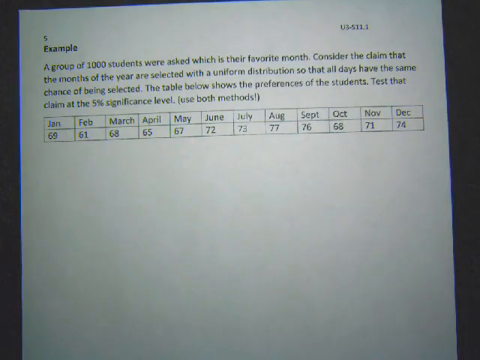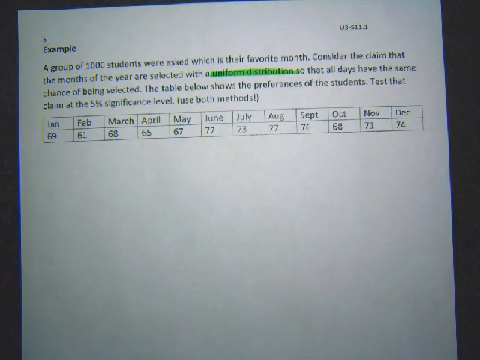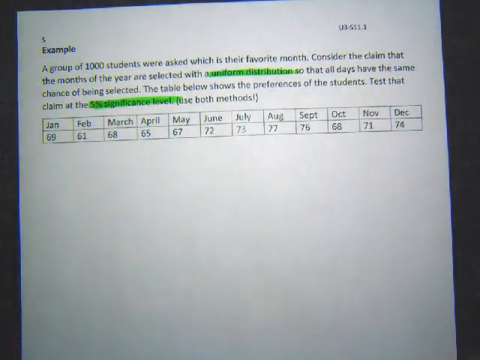Okay, one more example, just to finish it off. We'll do one more example and then we'll be done with this section. So here we go, we have another problem. A group of 1,000 students were asked which is their favorite month. Consider the claim that the month of the year is selected with uniform distribution. So here they're saying that we expect each month to be picked equally as often. All the months have the same chance of being selected. The table below shows the preference of the students. Test this claim at the 5% level. So we're going to test this at the 5% level.